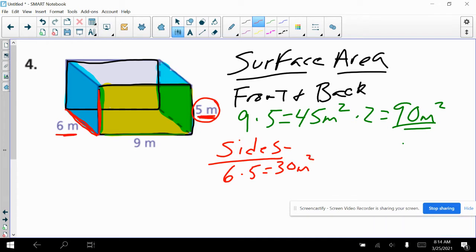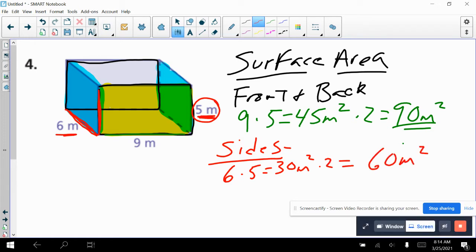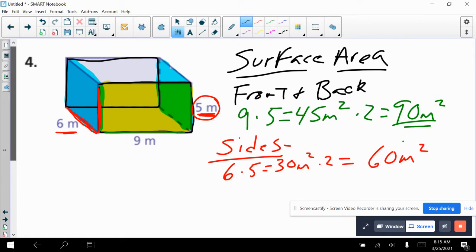squared, sorry. Okay, you agree that those sides are the same, right? So we're going to multiply that by 2, and that's going to give us 60 meters squared. So far, so good. And then we need a measurement for what? What do we got left that we got to figure out? The top and the bottom.